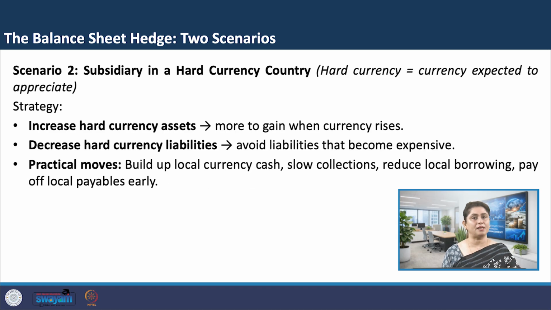The mirror image applies when the subsidiary is in the hard currency country, the country whose currency is expected to appreciate against the parent's home currency. Here, the parent's perspective is opposite. Assets held in the appreciating currency will translate to more home currency units over time. The subsidiary becomes more valuable in consolidated statements. The concern is not shrinkage. The concern is the liabilities in the appreciating currency becoming more expensive to repay.